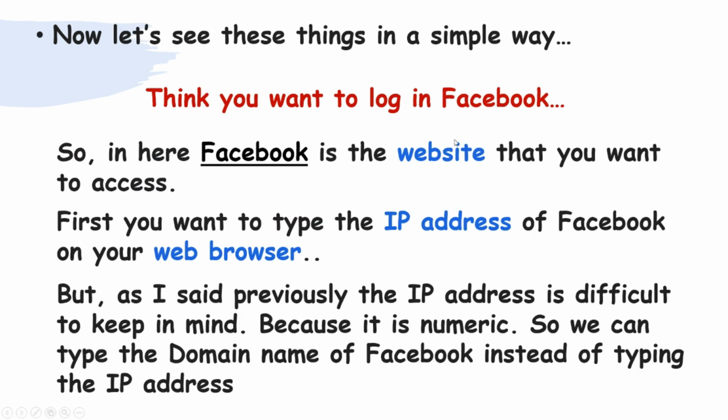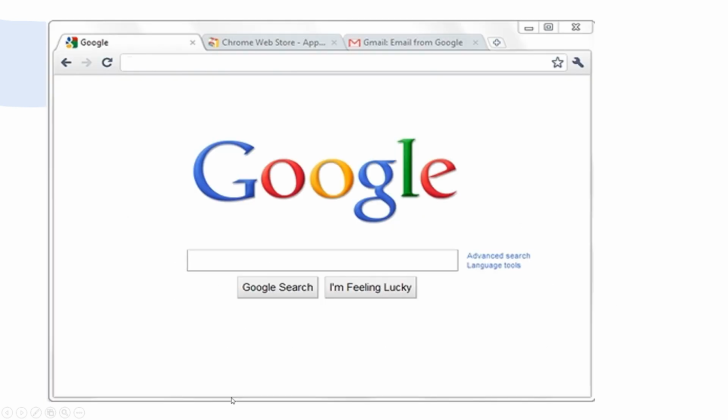Think you want to log in to Facebook. So in here, Facebook is the website that you want to access. First you want to type the IP address of Facebook on your web browser. But as I said previously, the IP address is difficult to keep in mind because it is numeric. So we can type the domain name of Facebook instead of typing the IP address. See here, this is my web browser, Google Chrome. I'm typing this IP address of Facebook, but it is difficult. If I miss one number, then I can't access the website. So instead of typing this IP address, I'm typing facebook.com. Then I can access my website.